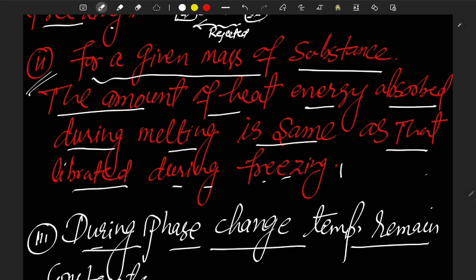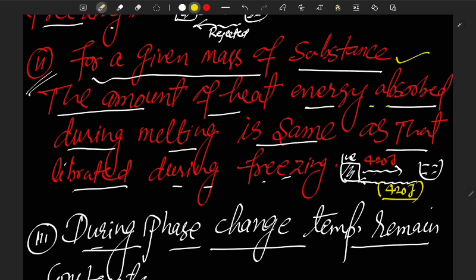Suppose we have ice, and this ice is going to convert into liquid. At this time, when ice is converting into liquid, the heat energy absorbed is, suppose, 420 joule. Now suppose we are doing the reverse process. We are converting this liquid into ice. At that time it is going to release energy, and how much energy it releases is the same as it absorbed during melting. So that is the point which I have written here: heat energy absorbed during melting is the same as heat energy released during freezing.